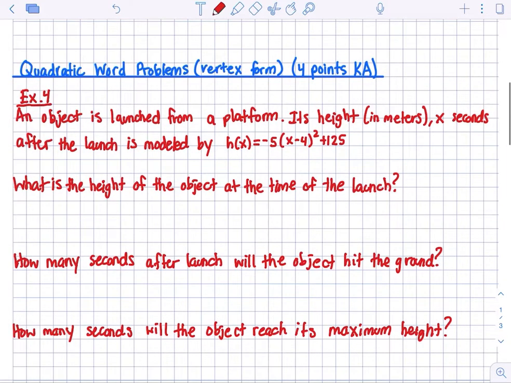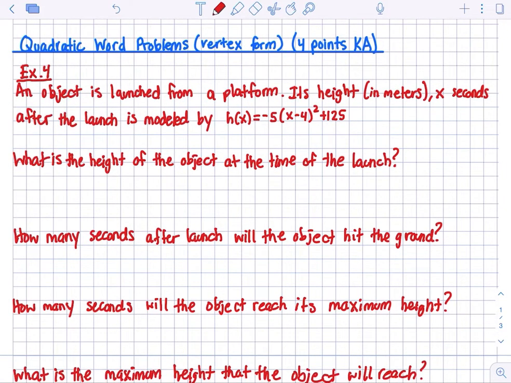Alright, now your next set of 4 problems are going to be word problems. So this is an example that I drew up, and we're going to look at this, okay? An object is launched from a platform. Its height in meters, x seconds after the launch, is modeled by h of x equals -5 times (x - 4) squared plus 125. Now, you're going to be facing problems just like you did for the word problems in factored form.